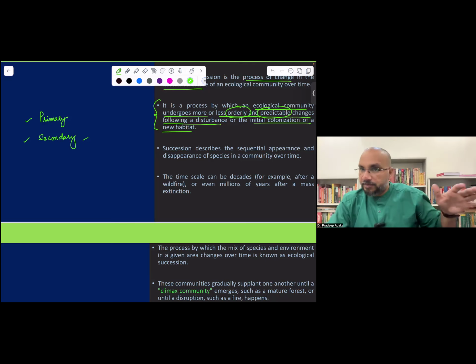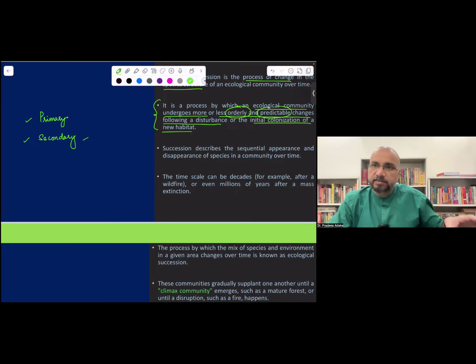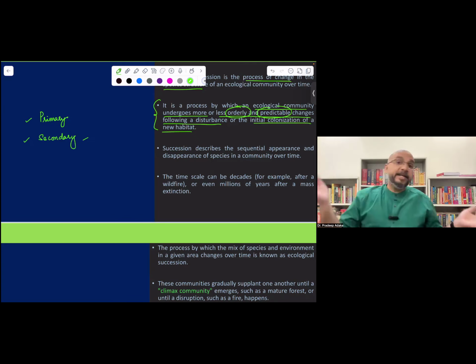So if the progression happens from a bare land, where there was no community, such type of succession is called primary succession. Okay, but if there was already a community but it was destroyed due to forest fire, and again the succession begins, obviously after the forest fire has been extinguished, again the plant community will take over. So the succession that happens after the disturbance is called secondary succession. So you remember these two things, primary and secondary succession. Okay.